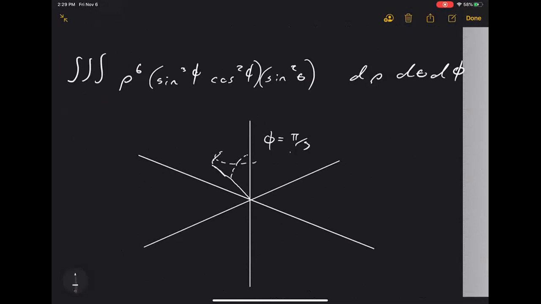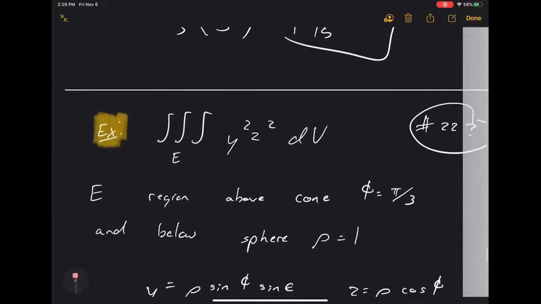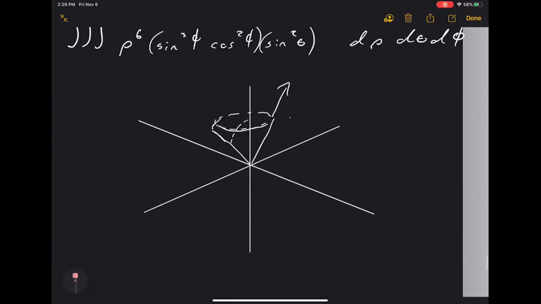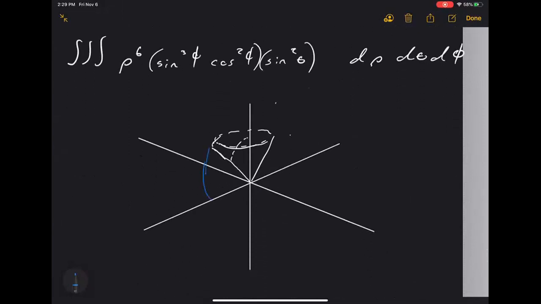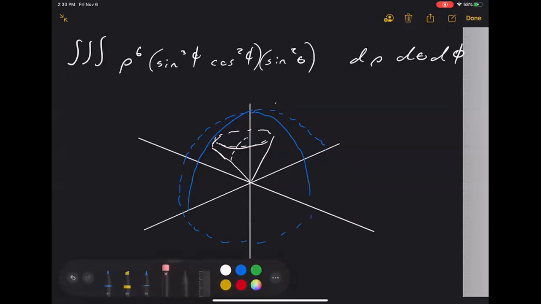And what does that give me? It gives me a cone, and the cone actually goes up forever. But we're also told our region is above the cone but below the sphere. So we have this cone that goes up forever, but then we have the sphere rho equals 1. Well, that's the sphere of radius 1, right? What does that look like? Okay, so rho of radius 1, so a sphere like that. Really bad sphere.